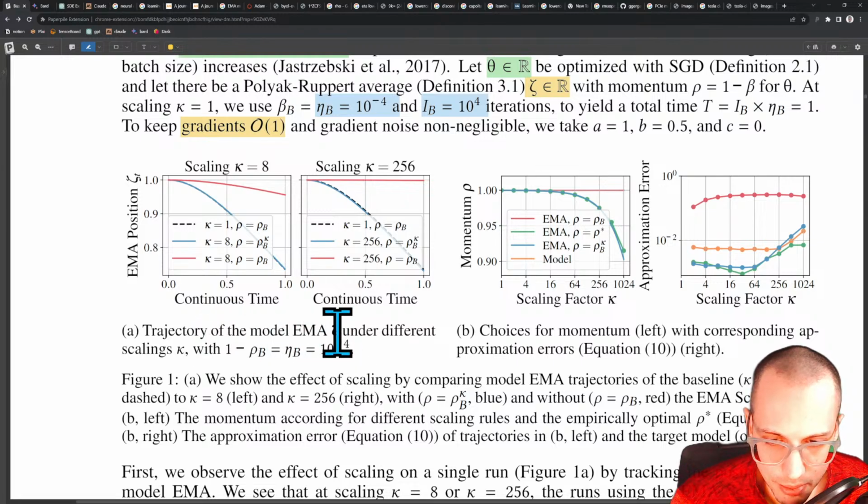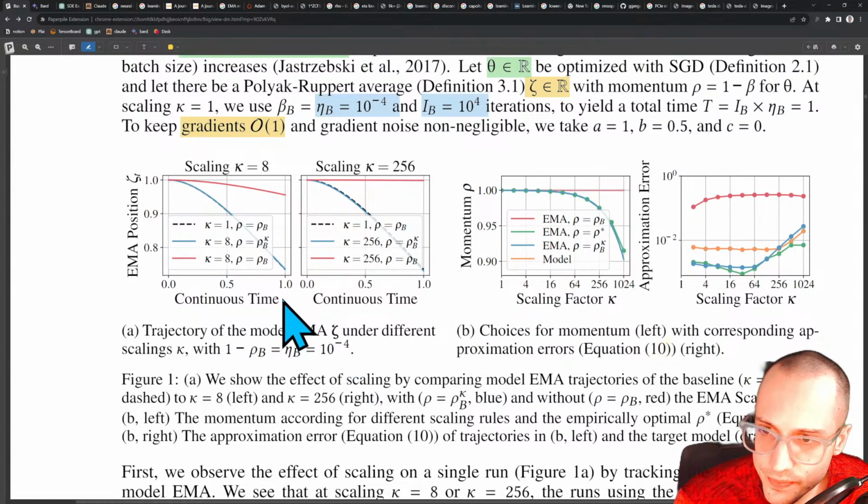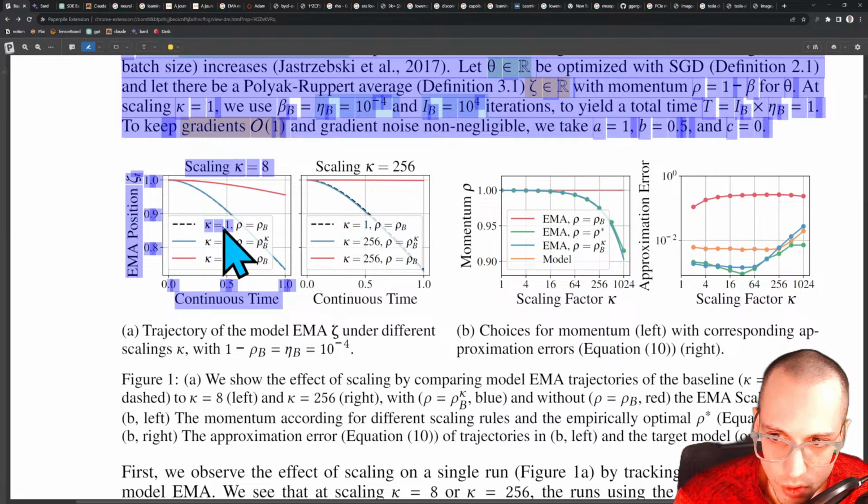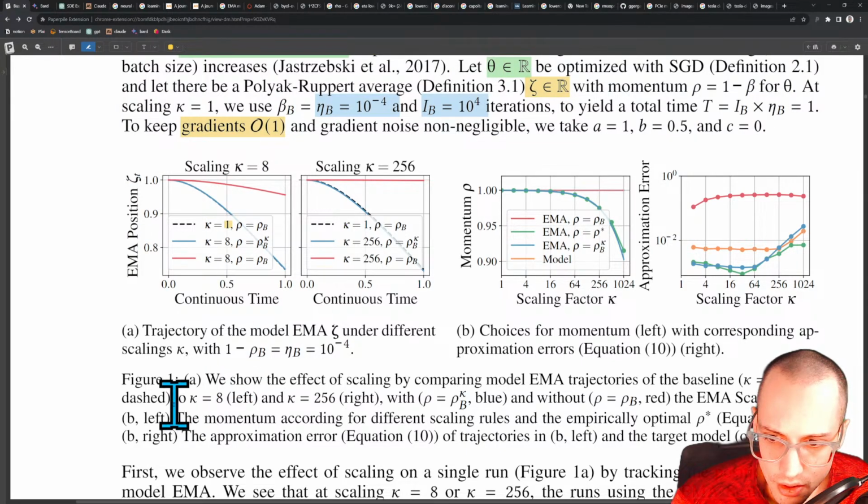Trajectory of the model EMA under different scalings. Choices for momentum with corresponding approximation errors. Figure 1, so that's this figure here. We show the effect of scaling by comparing model EMA trajectories of the baseline, k equals 1, black dashed. So the black dashed line is the baseline where you have k equal to 1. Then you have k equal to 8 and k equal to 256.